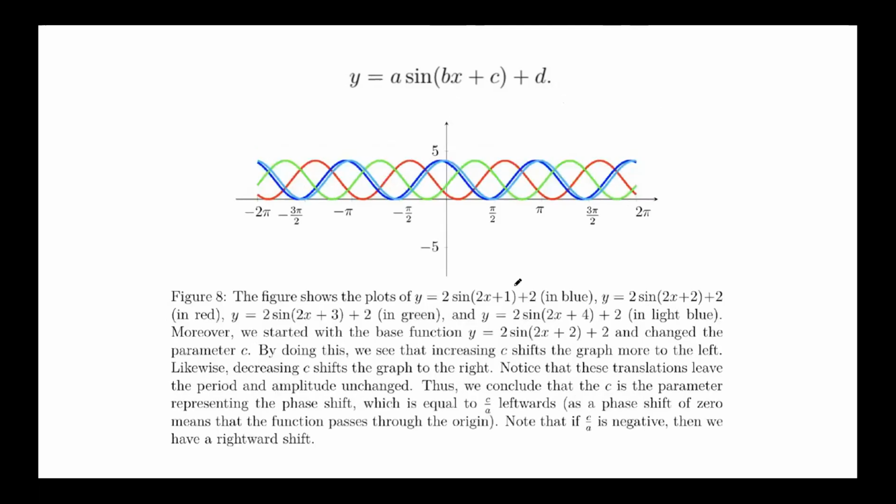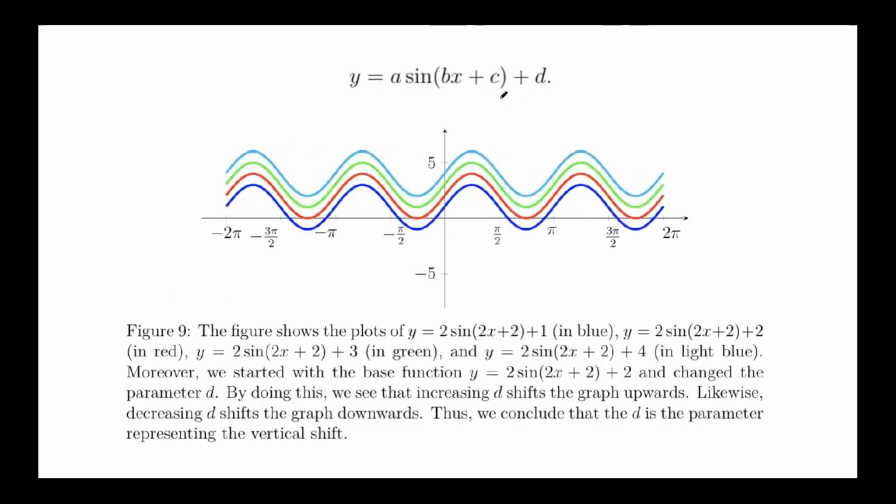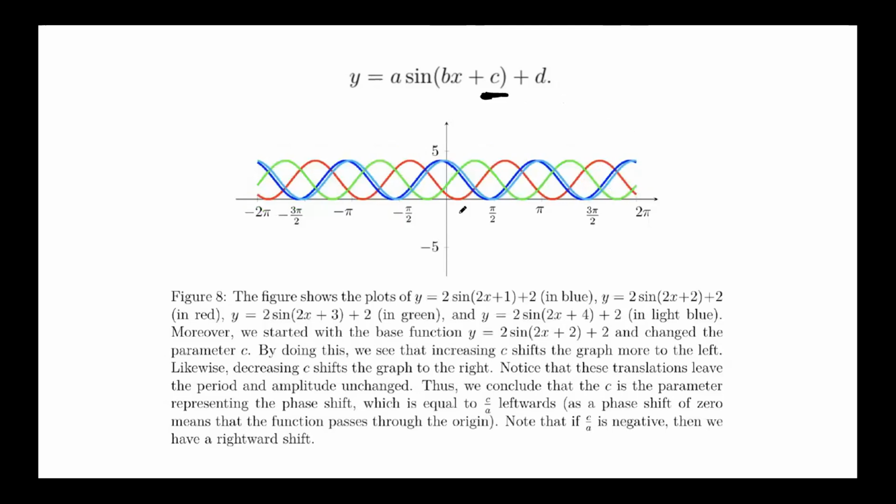Okay, and the final thing we'll talk about is what's happening here. Oh, C. Oh, there's one more actually. Okay, so for C, notice how we're adding 1 in this one, 2 for red, 3 for green, and 4 for blue.